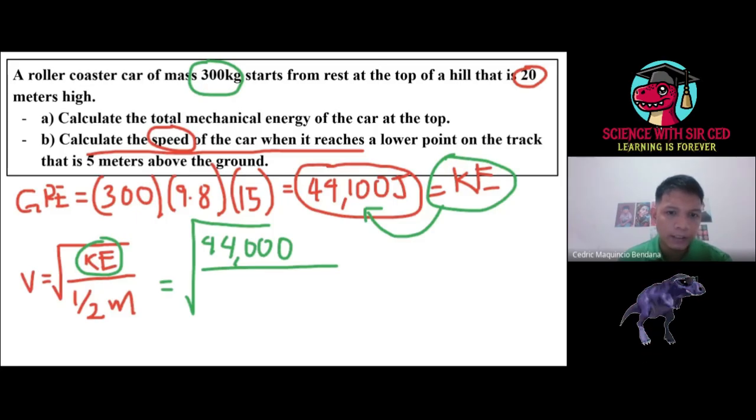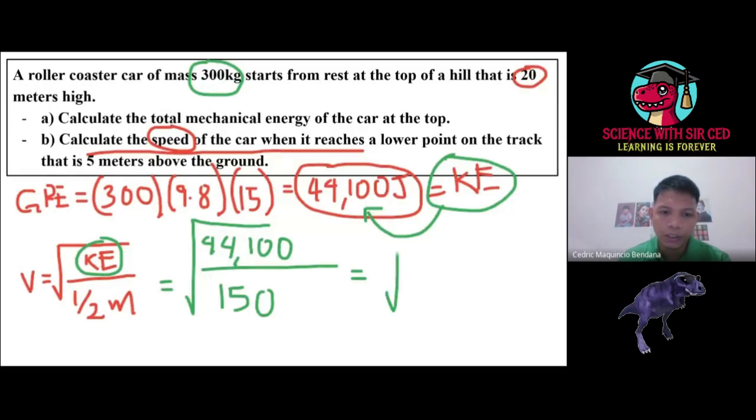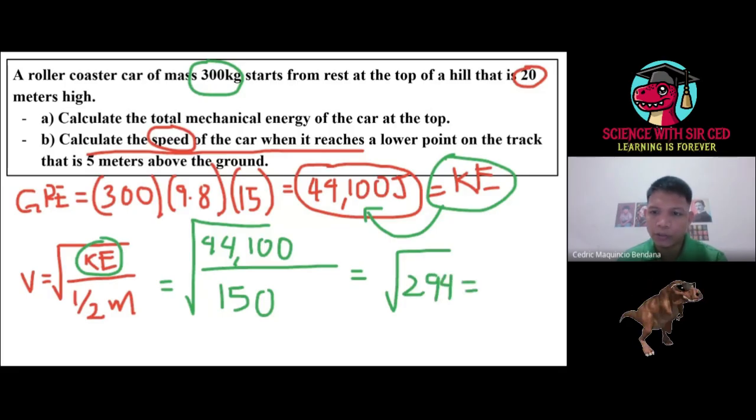44,100 divided by, what is the 1/2 of 300? That will be 150. Okay, so we're going to do it again. 44,100 divided by 150. You're going to get square root of 294. So what is the square root of 294?